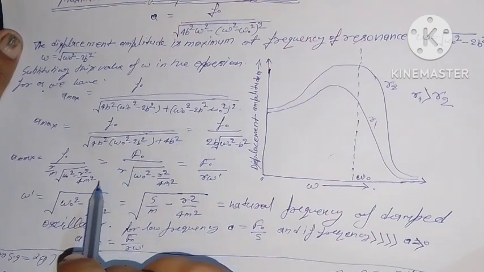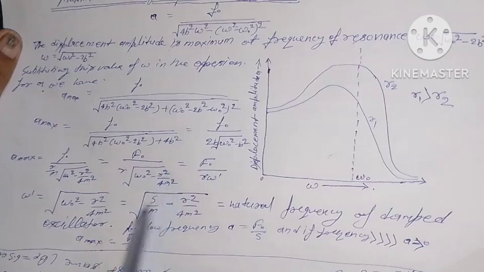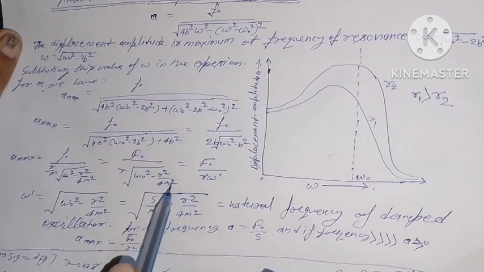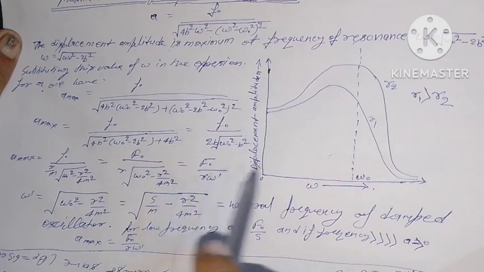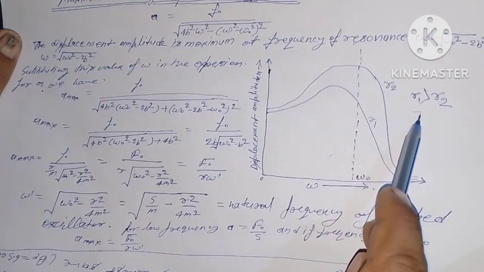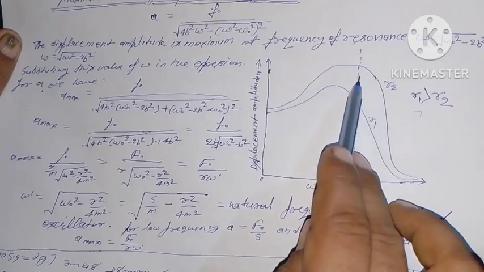The amplitude A max equals F naught upon R omega dash. Thus, the higher the damping, the smaller is the amplitude. If the damping is higher, then the amplitude is smaller at resonance, as shown in the figure, where R1 is greater than R2. The value of A max corresponding to R1 is less than that corresponding to R2.